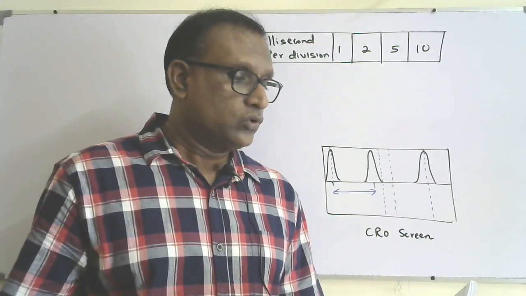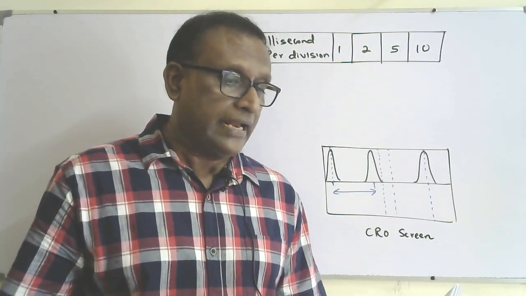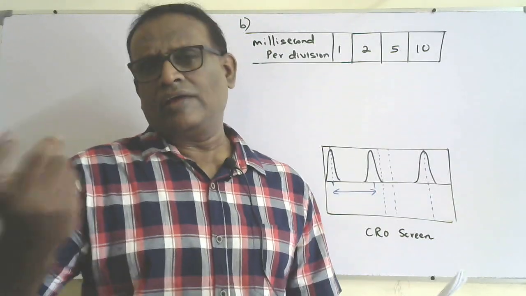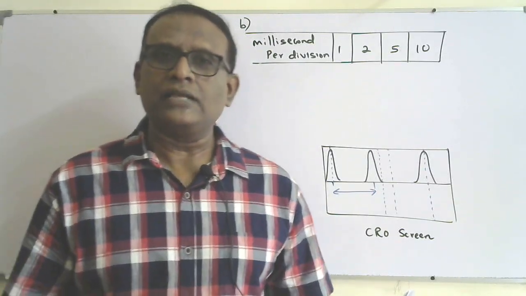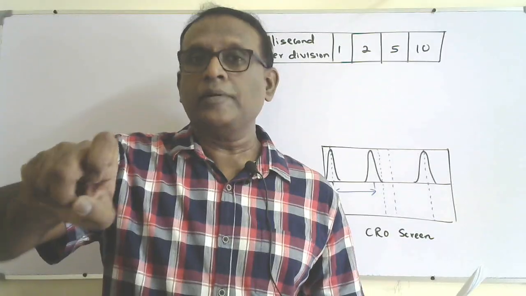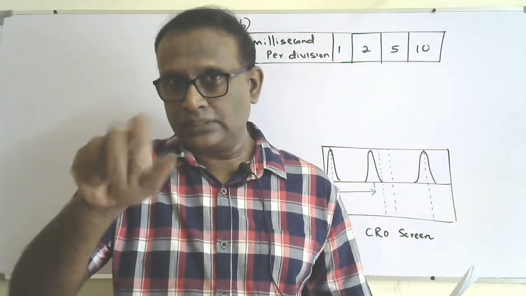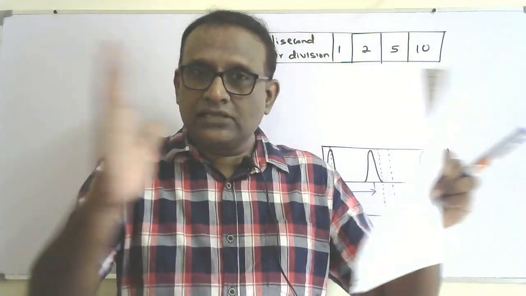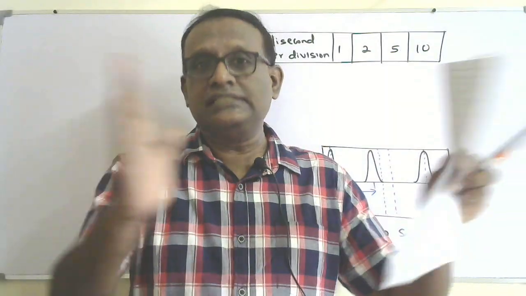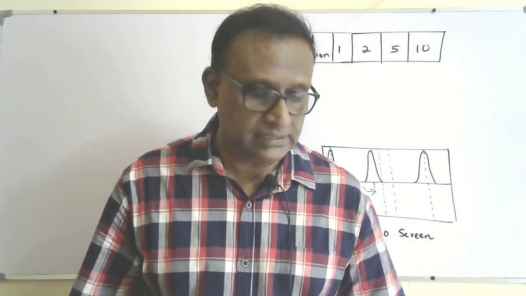Which of the scales would display two complete pulses on the screen? If you have done the practical, you can see that when you change the time knob, the gap between the pulses will change on the screen.